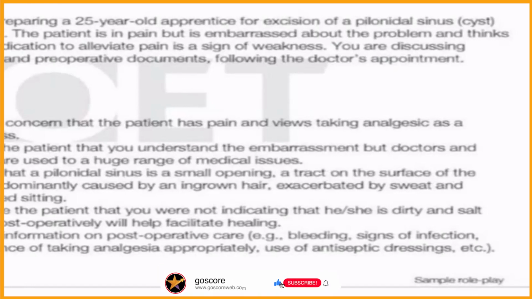Along with the salt baths, comma, please watch out for signs of bleeding and signs of infection, and if you want, you can quote two examples, such as increased pain or rise in temperature. Next task. It is also important to take painkillers appropriately. Why? To ease your pain or to reduce your pain. Give an extra explanation.